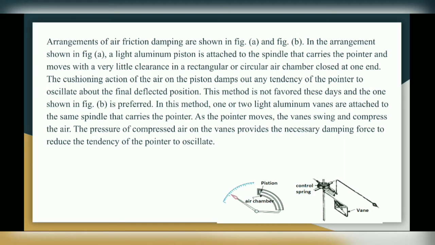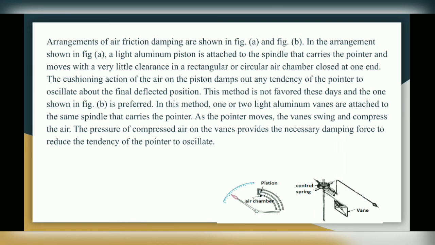In this method, one or two light aluminum vanes are attached to the same spindle that carries the pointer. As the pointer moves, the vanes swing and compress the air. The pressure of the compressed air on the vanes provides the necessary damping force to reduce the tendency of the pointer to oscillate.